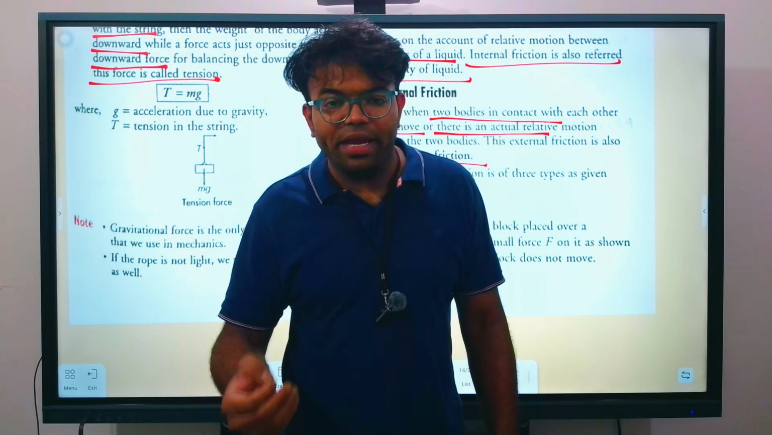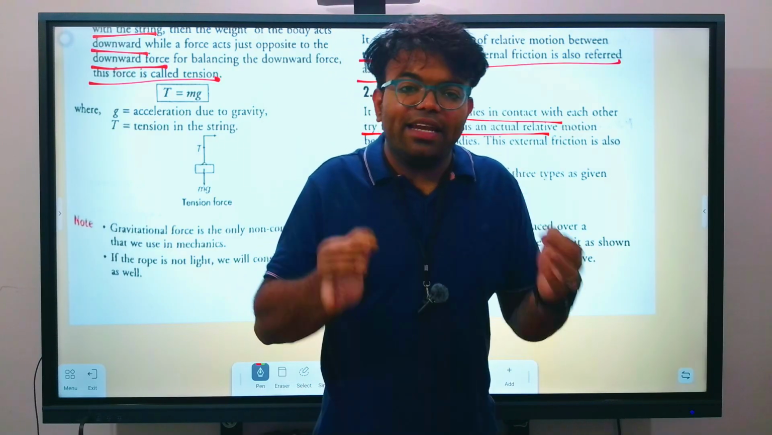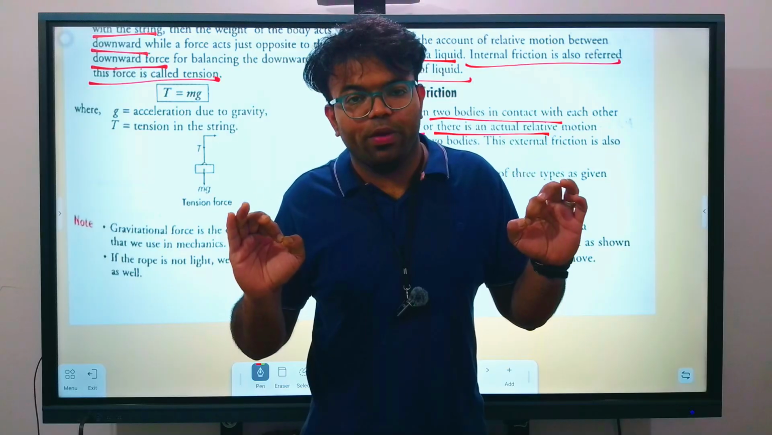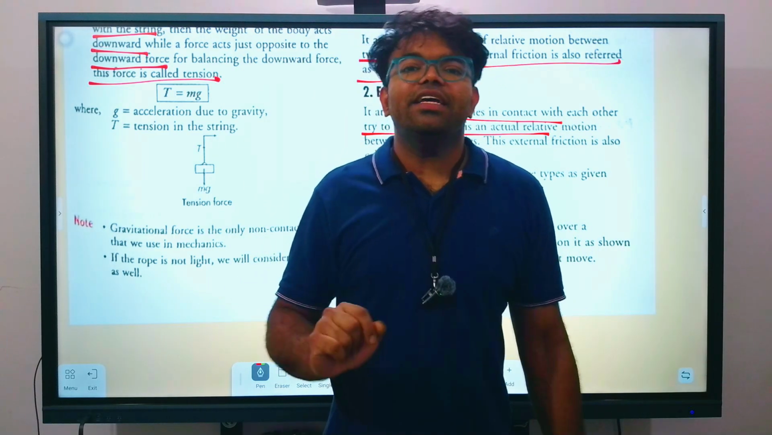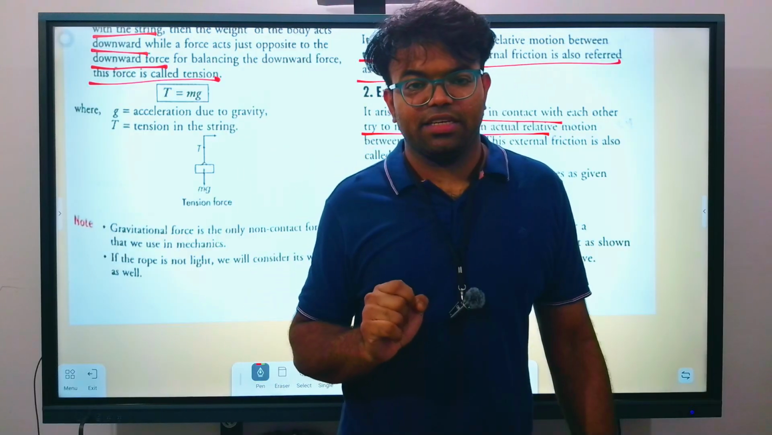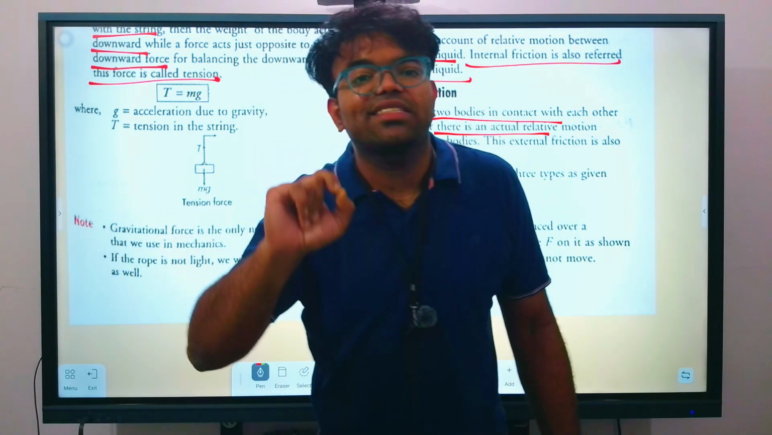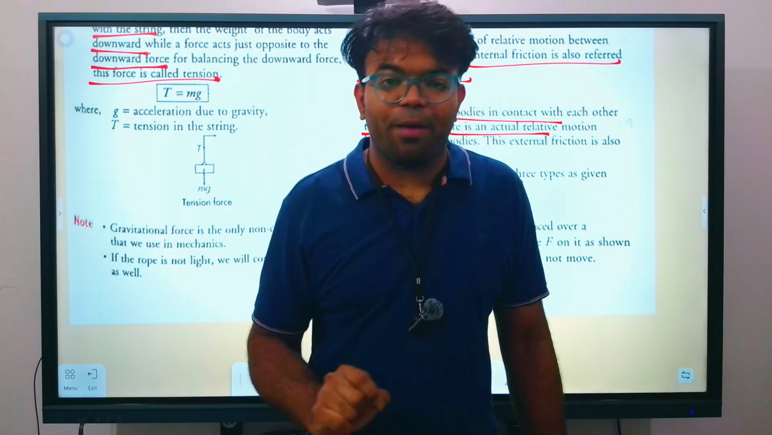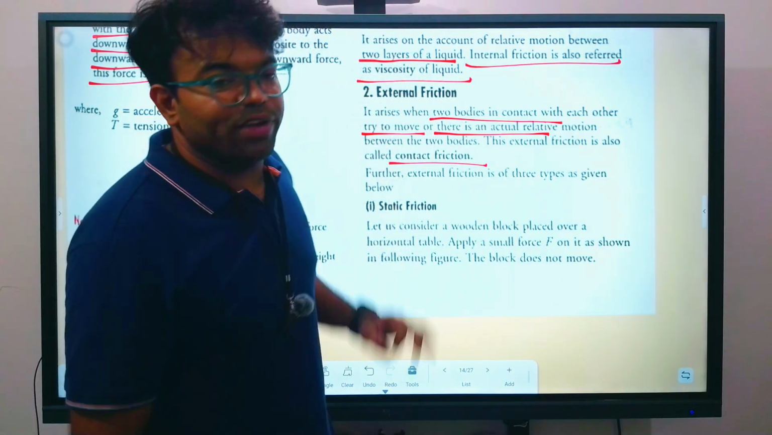Different layers have different speeds because they are having different frictions, and that is called viscosity. That is the property of a fluid. The property of a fluid which produces opposing motion of an object inside the fluid is called viscosity. Understood? And the opposing force that is produced is called the viscous drag. We will learn more about this in the coming chapters, but right now we are going to focus on external friction.